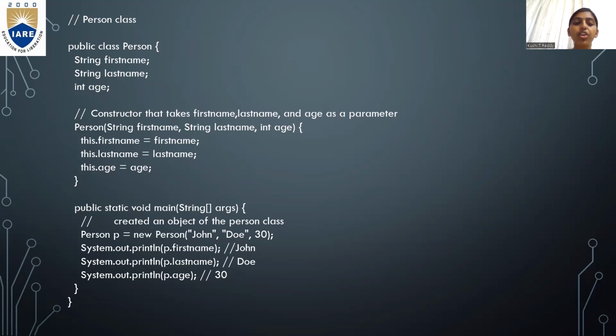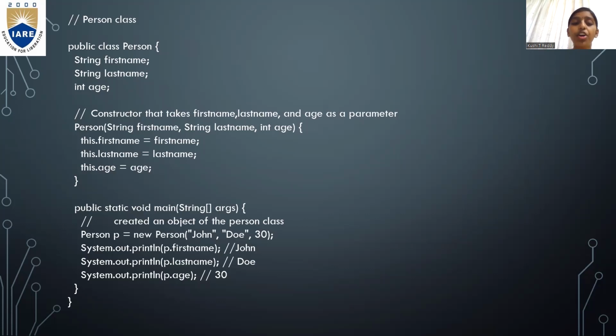After this, you create the main section and create an object of the Person class. So the class created is the Person class. Now we create the object for the Person class: Person p, where p is the object, equals new Person("John", "Doe", 30). So these are the first name, last name and age given.